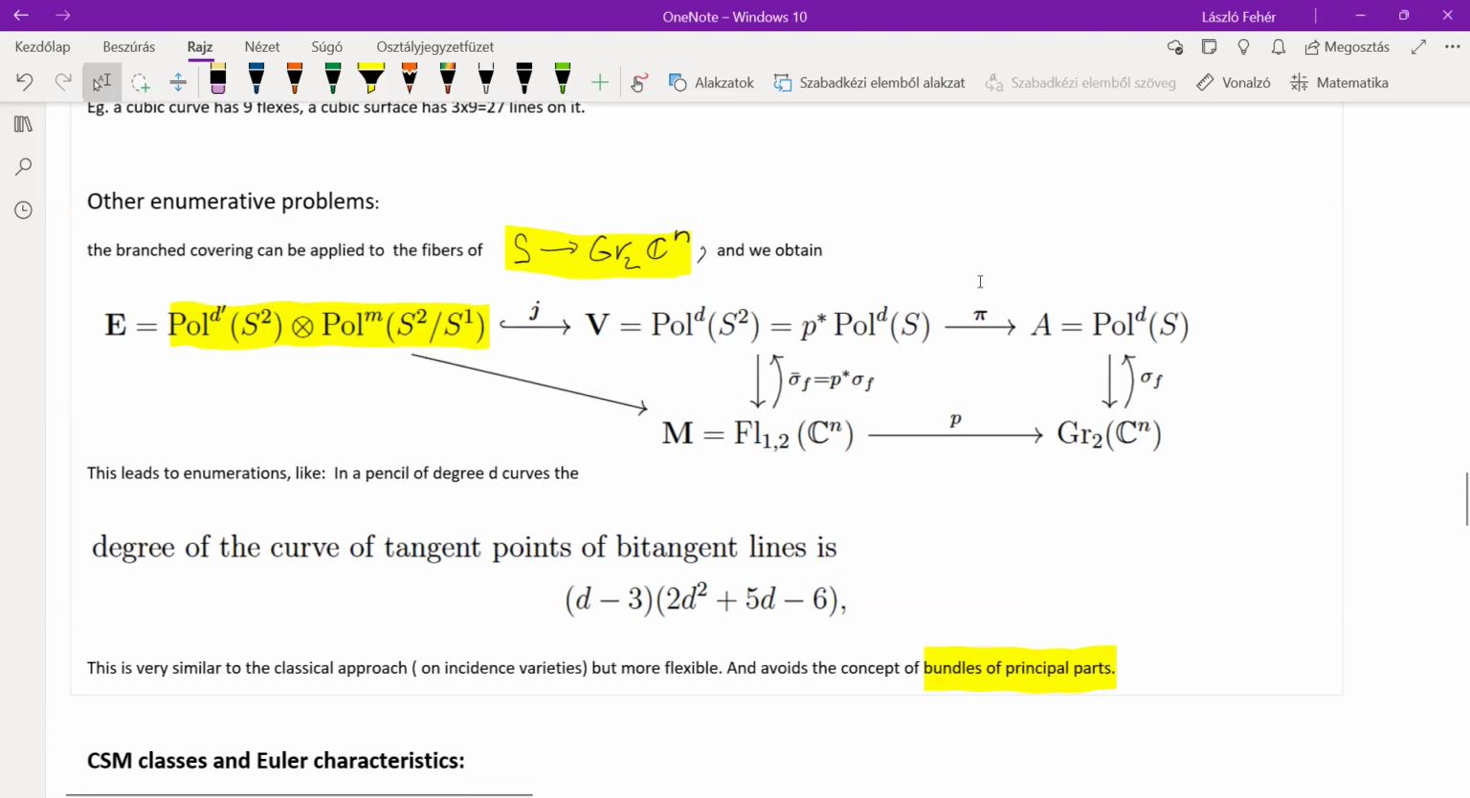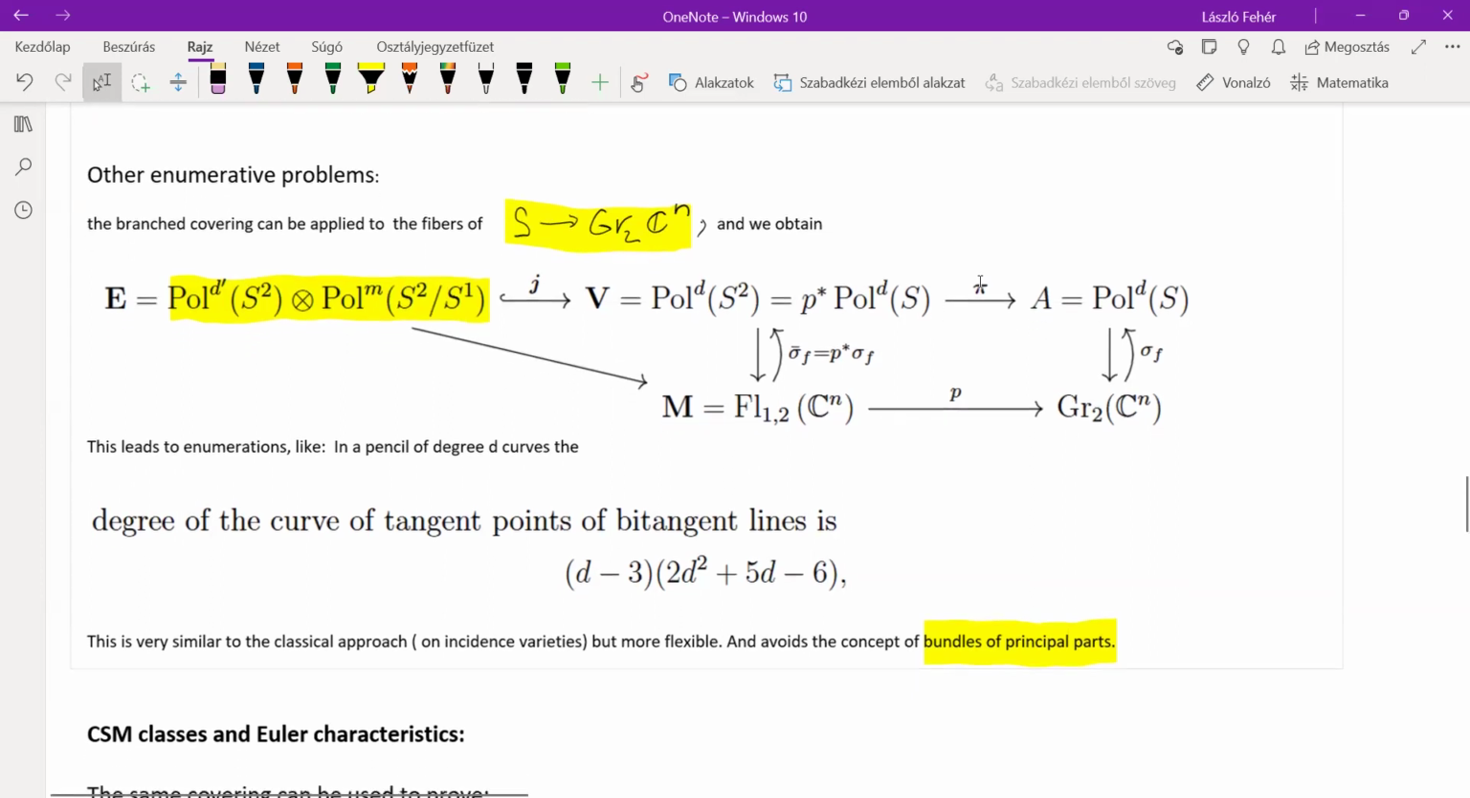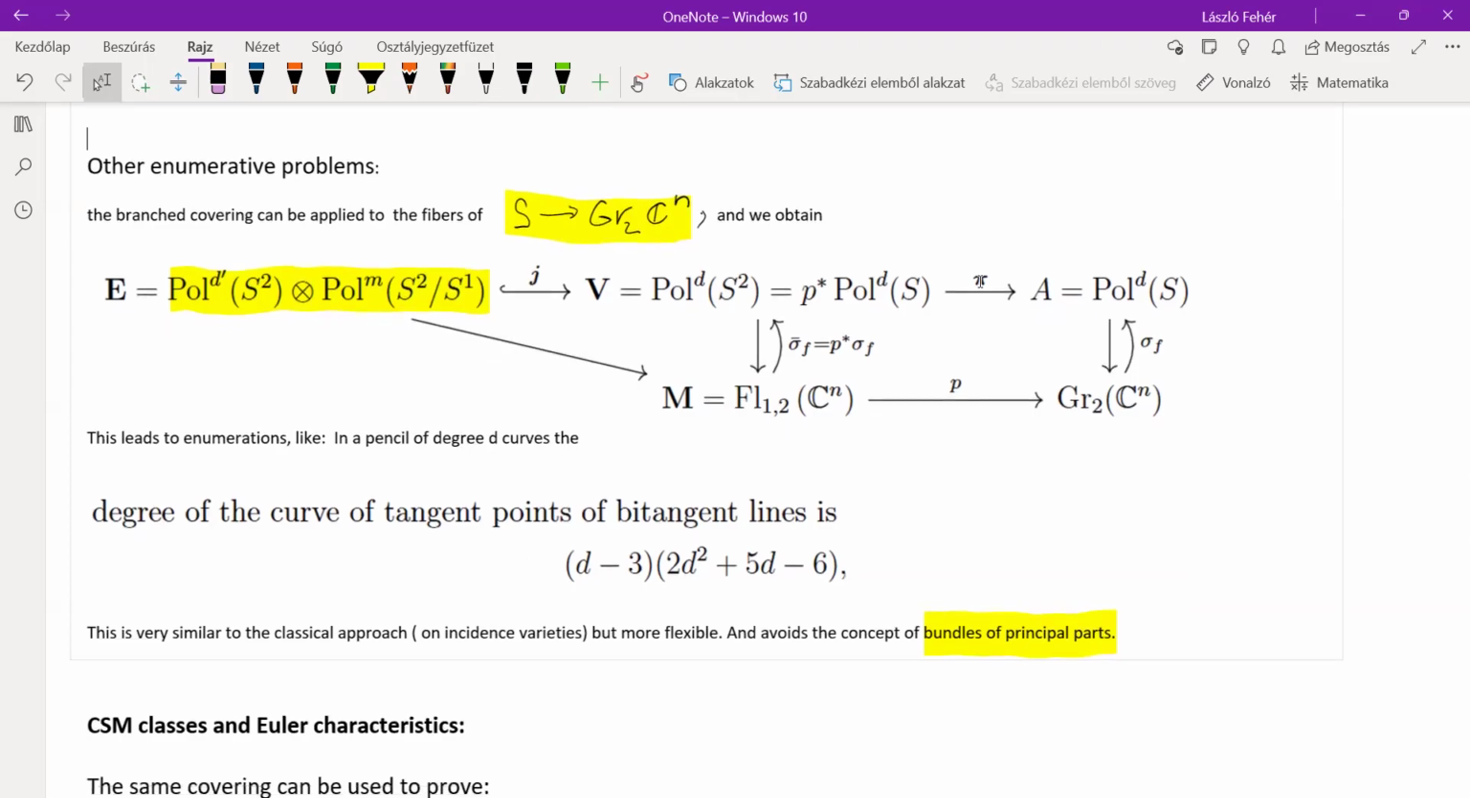So now after the introduction, I turn to the original goal. Since I thought that we know everything about cohomology classes, I was interested in CSM classes, because using CSM classes, you can calculate the Euler characteristics of these varieties of tangent lines. And I'm glad Richard mentioned that this is a baby example.